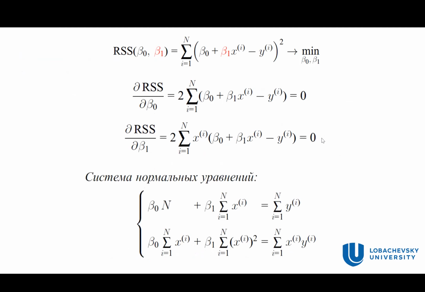And after a simple transformation, we obtain the so-called system of normal equations. Sorry for the Russian text here, I forgot to correct it. The system of normal equations: b0 times n plus b1 times the sum of all x's is equal to the sum of all y's. This is the first equation, and the second one is this one.